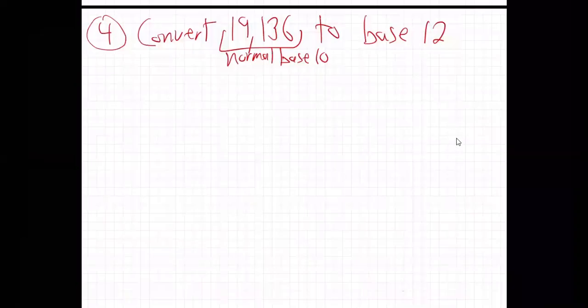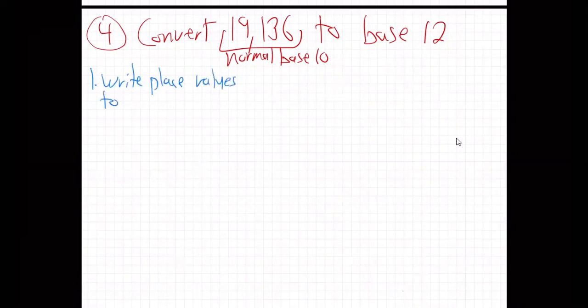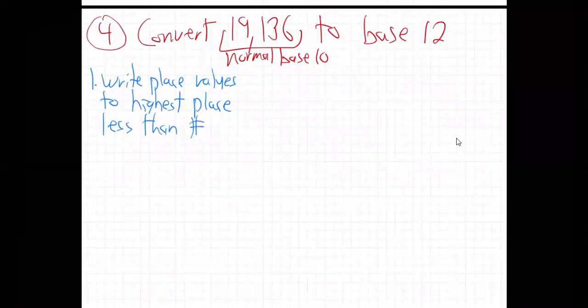Okay, so converting a normal base 10 number, 19,136, to base 12. So this will be interesting. So what do we do? Step one, you write the place values to the highest place less than our number, right?